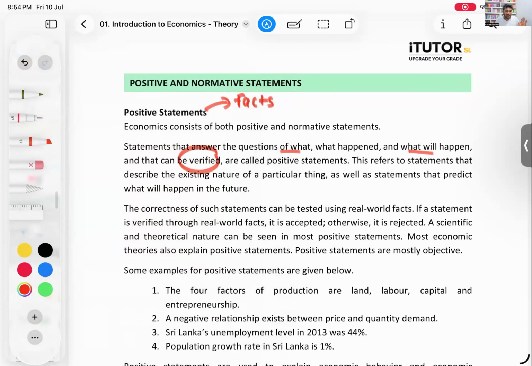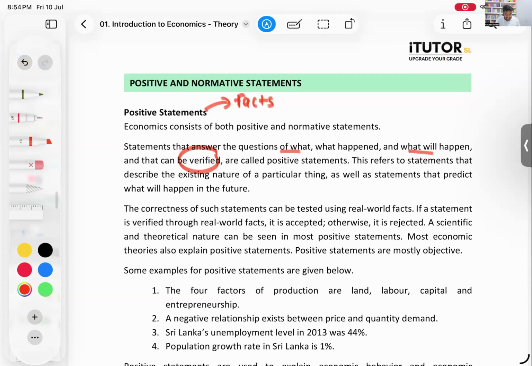So a positive statement is a fact. It's about what has happened, what will happen. It can be verified. Verified means you can test and see whether it is right or wrong. It doesn't have to be right, but you can test and see.